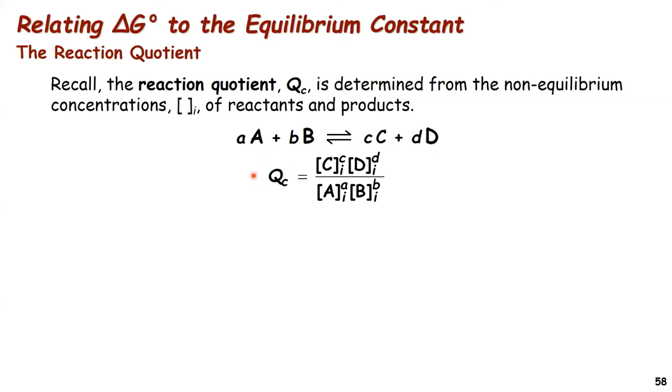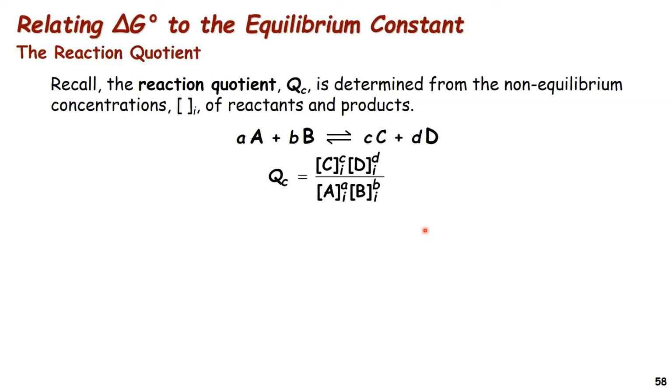And in the reaction quotient, it looks just like the equilibrium constant. Again, no solids or liquids would actually appear. So it's going to be the concentration of the products, each raised to the coefficient in the balanced chemical equation, divided by the concentration of the reactants, again, each raised to the coefficient in the balanced chemical equation. But again, these are the initial concentrations, not the equilibrium concentrations like the value of K.